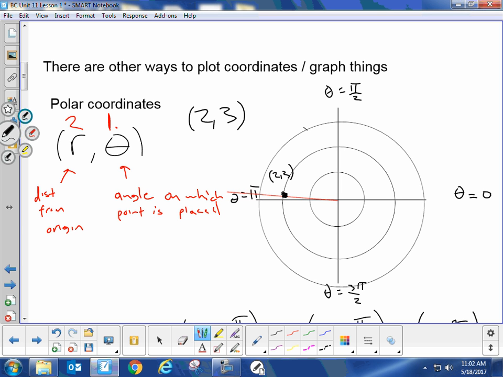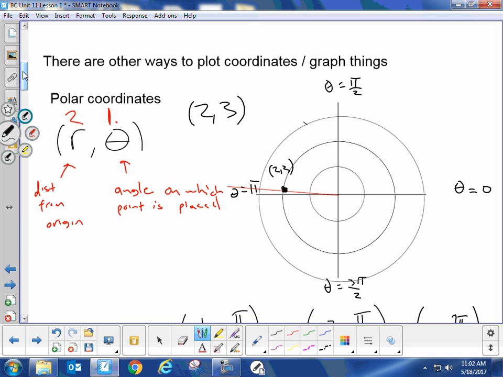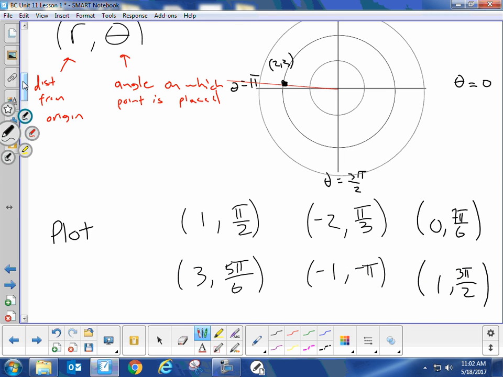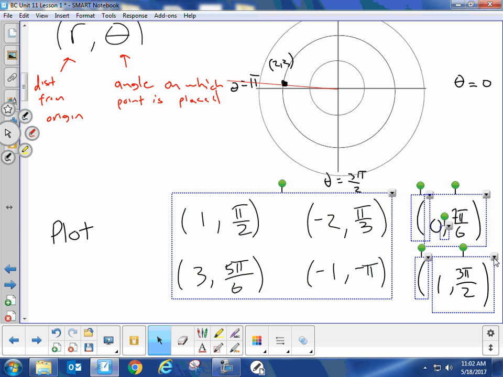Correct? Now, typically, we will not use angles like 3, right? Because we don't know exactly where 3 is located. We have no reference. So we're going to use the angles that we are familiar with from pre-calculus, like pi over 2s, pi over 6s, pi over 3s, all of those. I'm going to plot a couple, then you guys are going to plot a couple, and we will make sure we all have the same answers.